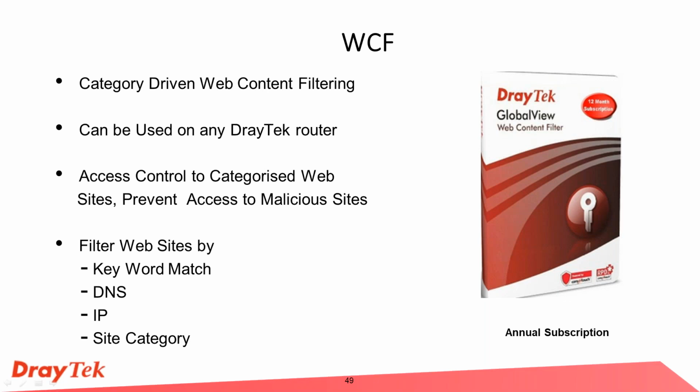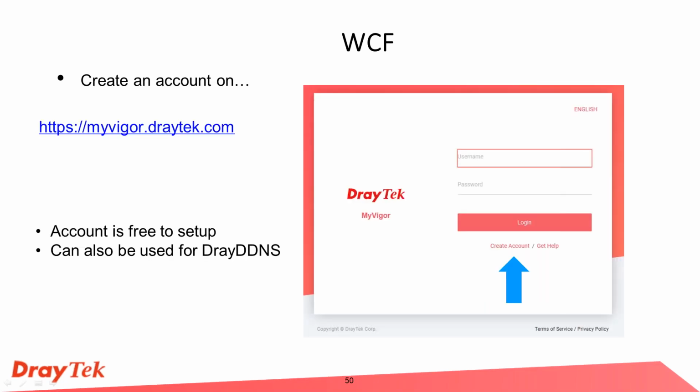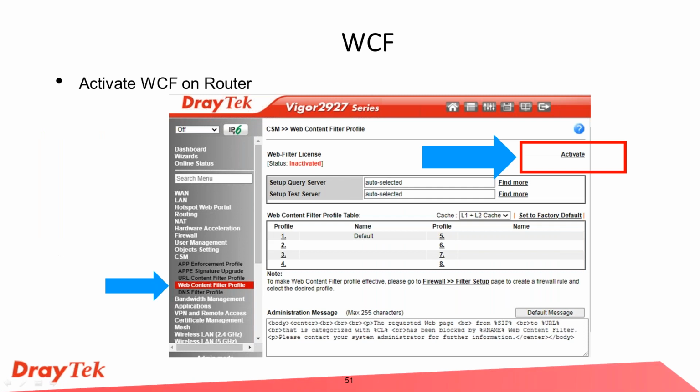It's supplied by DrayTek, but it's serviced by Sirin, and there is an annual subscription for using Global View, which is the web content filtering provided by Sirin on the router. Let's look at that in a little bit more detail. You do need a MyVigor account in order to register the subscription-based web content filtering. But to create an account doesn't cost anything. It's free of charge. So you can create an account at MyVigor and then go into the router to activate your subscription.